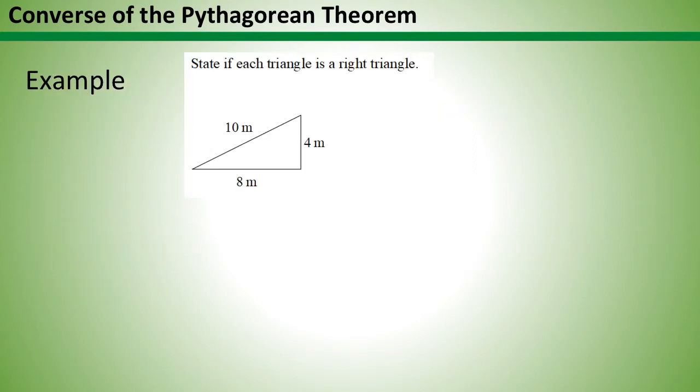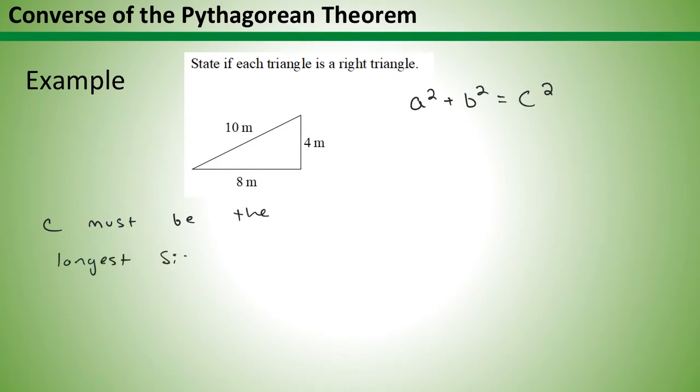So this first one, state if the triangle is a right triangle. So first of all, we have the formula a squared plus b squared is c squared, okay? What must always be true here is that c must be the longest side. Okay, it doesn't matter which ones I put in for a and b, but c has to be the longest, okay? So I have 4 and 8. I'm going to say that those are my legs, okay?